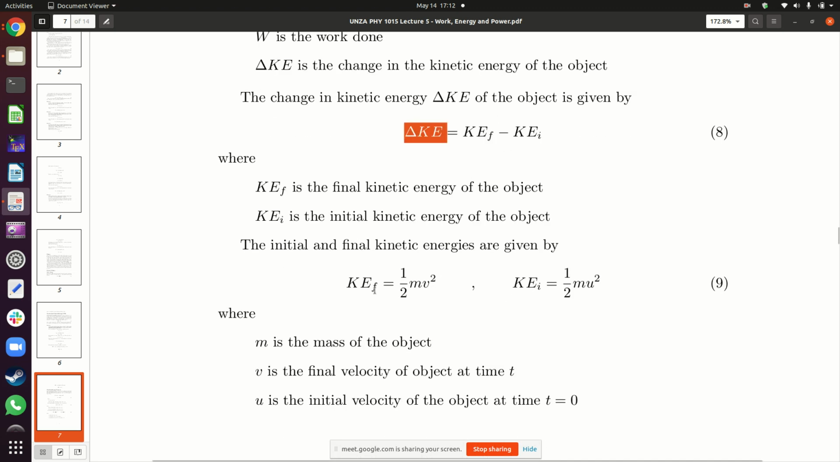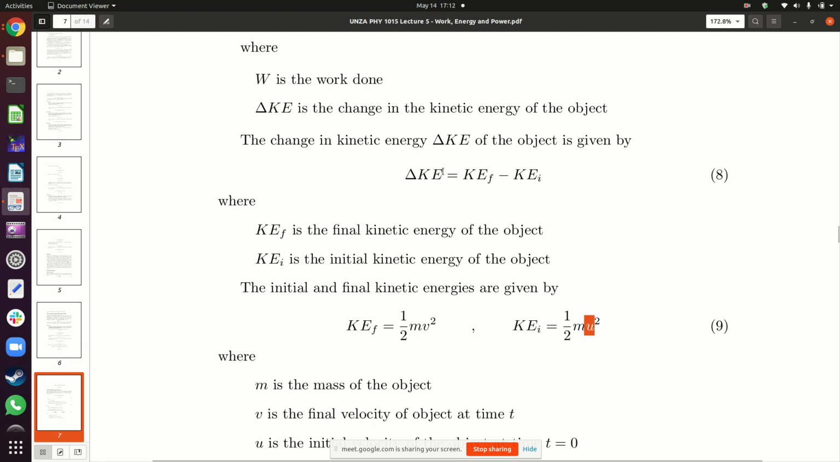So the final kinetic energy, KEF, is equal to half multiplied by the mass multiplied by V squared, where V is the final velocity. So you want half times the mass times V squared. This gives you the final kinetic energy. Then KEI is equal to half the mass times U squared. This is the initial kinetic energy.